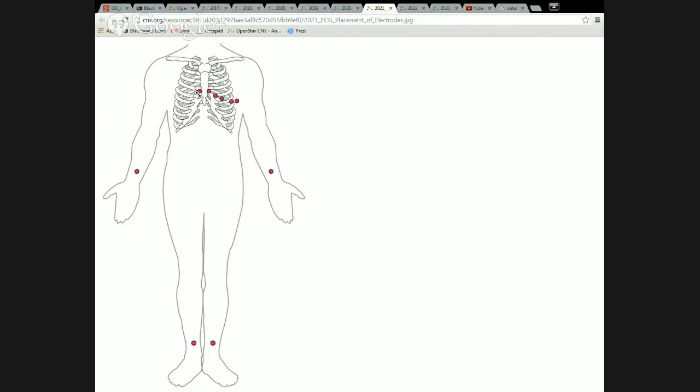And then there are 6 electrodes that are placed across the chest. The first one is just to the right side of the sternum, and then second, third, fourth, fifth. The 6th one is really kind of around on the side of the thoracic cavity over here. So we have 10 electrodes.